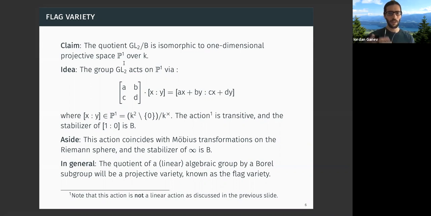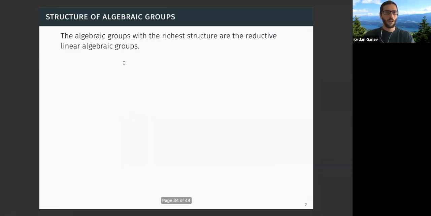But the point of this slide is to illustrate that we'll be thinking about group actions on interesting varieties and how they will give us information about the group itself and its representations. Okay, and in terms of the structure of algebraic groups, the ones with the richest structure are reductive groups.